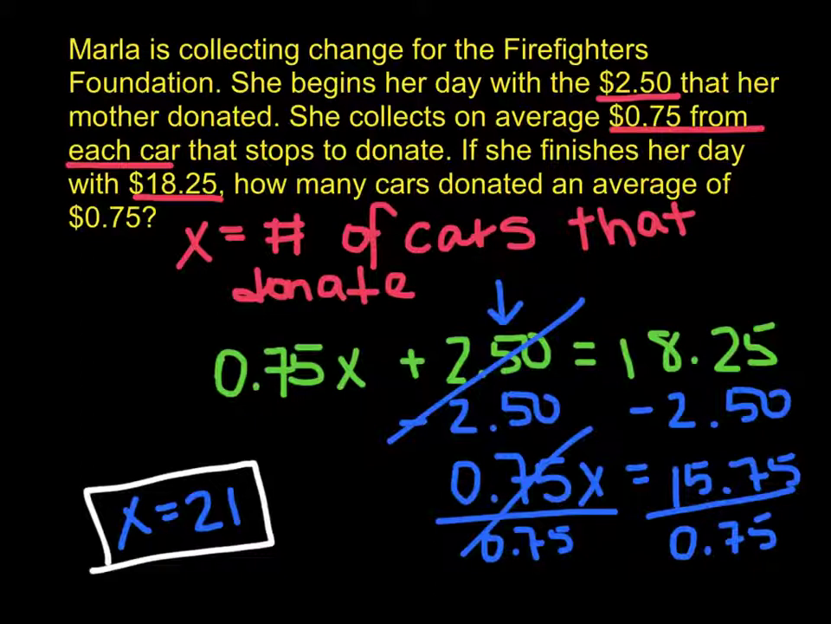If you let X be the number of cars that donate an average of 75 cents, you can write the equation 0.75 times X plus 2.50 equals 18.25. After you've identified the constant and applied its inverse operation, you'll get 0.75X equals $15.75. Dividing by 75 cents on both sides of the equation tells you that your solution is 21. This means that Marla collected an average of 75 cents from 21 cars.